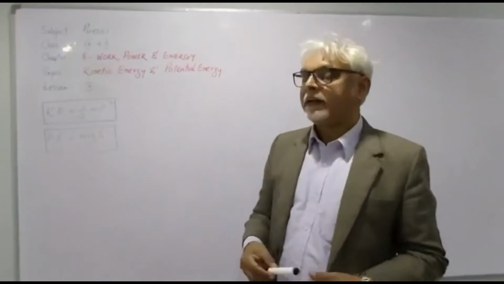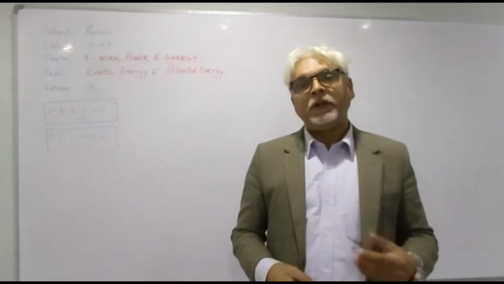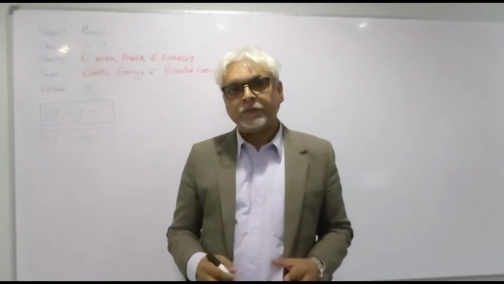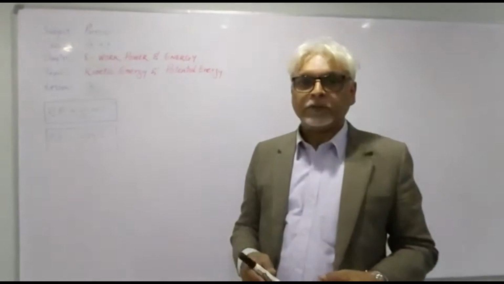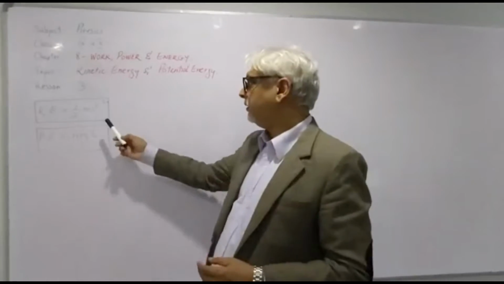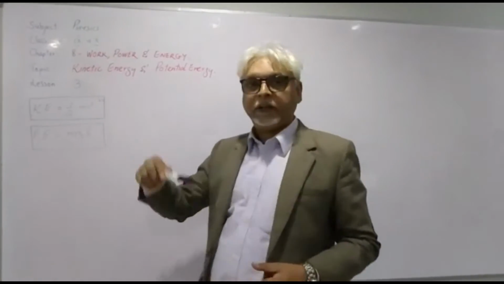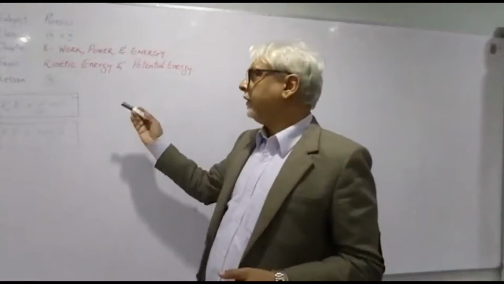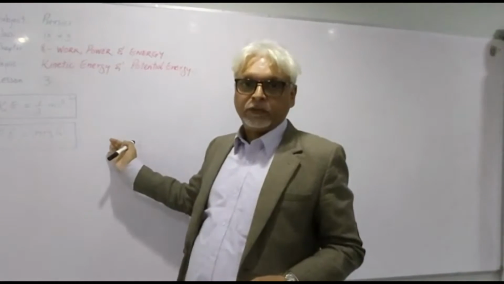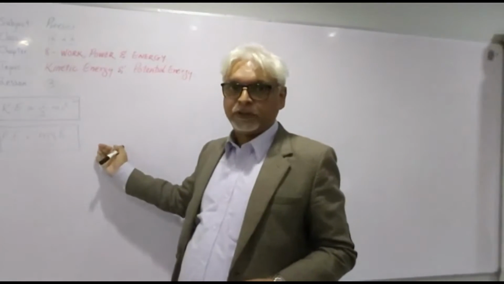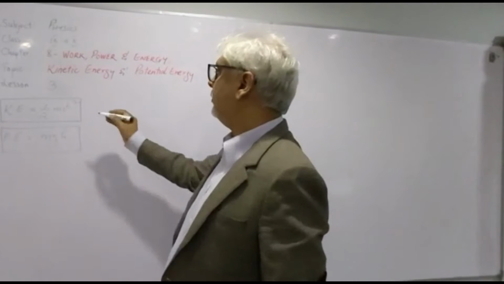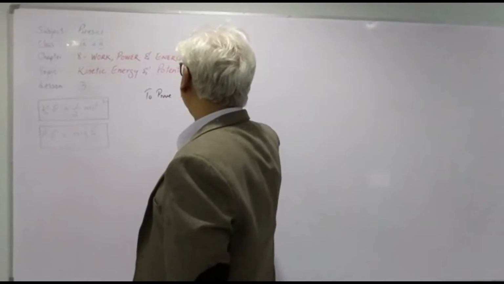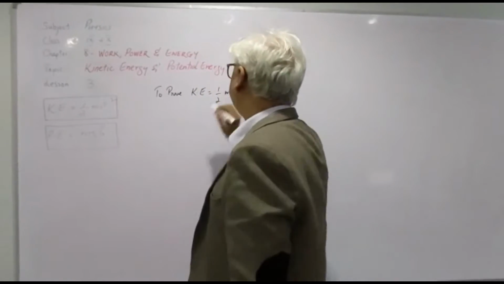Kinetic energy can be defined as the energy possessed by virtue of its motion, and potential energy is the energy possessed by virtue of its position. We have a mathematical equation to calculate kinetic energy, which is half mv squared, and potential energy, mgh. So in today's lesson, lesson 3, I will derive these two equations of energy. First I will prove that kinetic energy is equal to half mv squared.